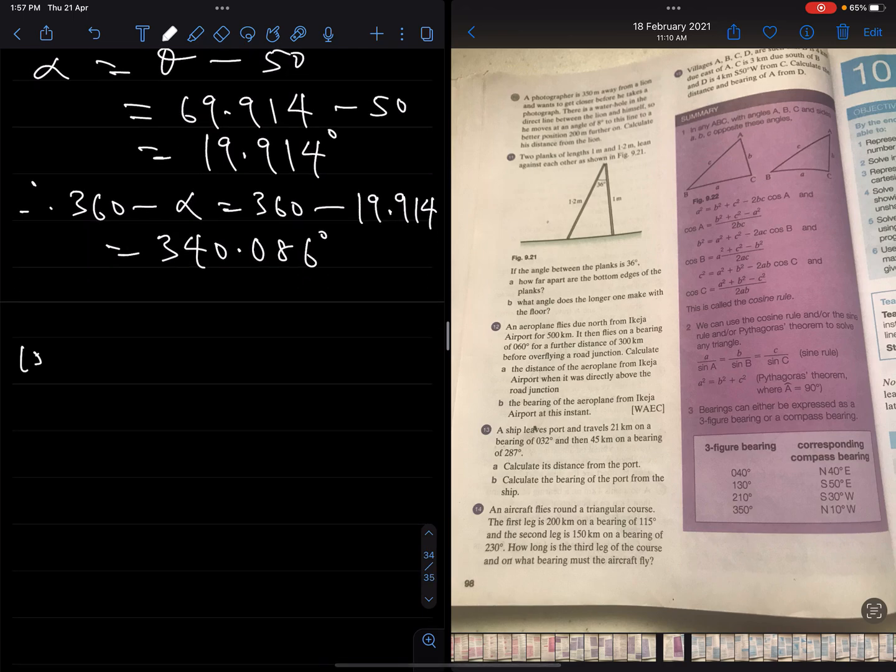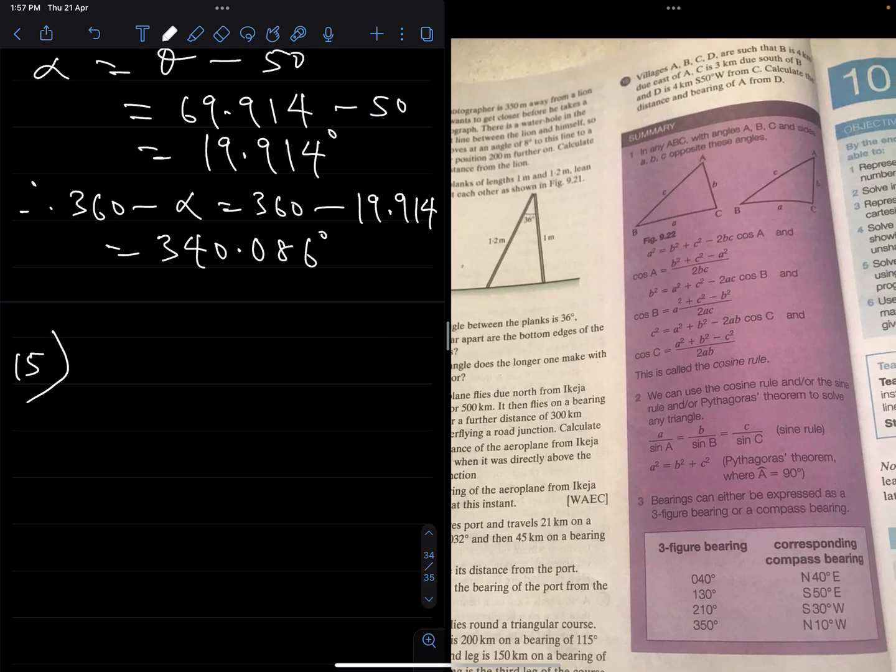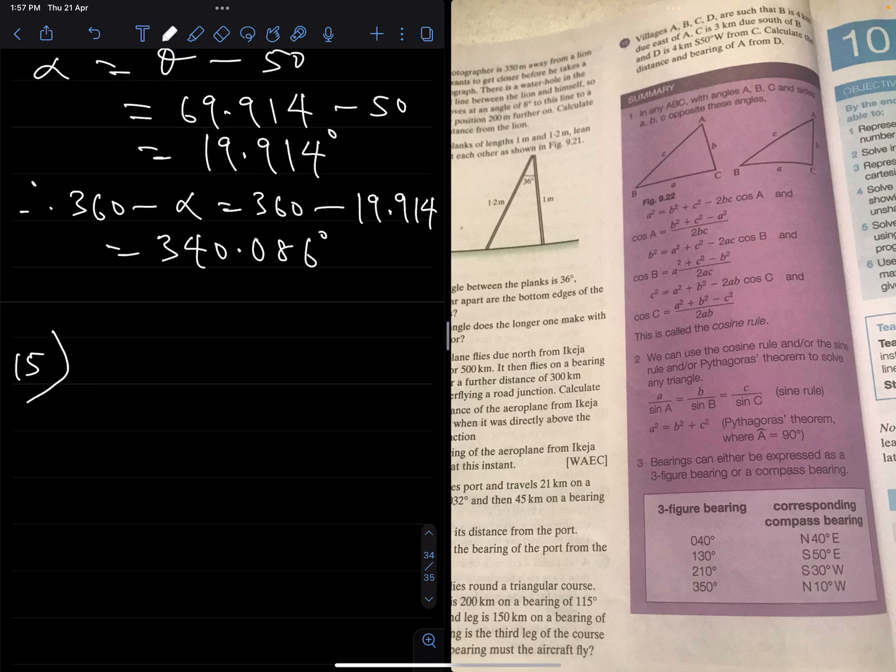I was almost going to say we should come back to that, but let's do it once and for all. The last one, which is number 15, is: villages A, B, C, and D are such that B is 4 kilometers due east of A, C is 3 kilometers due south of B, and D is 4 kilometers south, 50 degrees west from C. Calculate the distance and bearing of A from D.